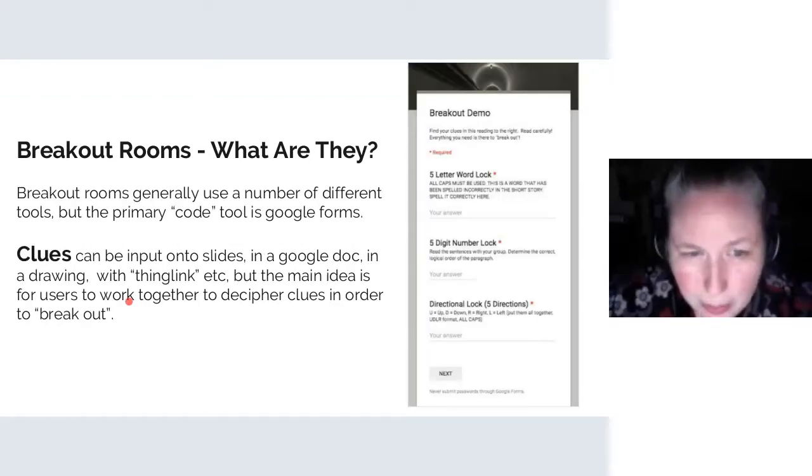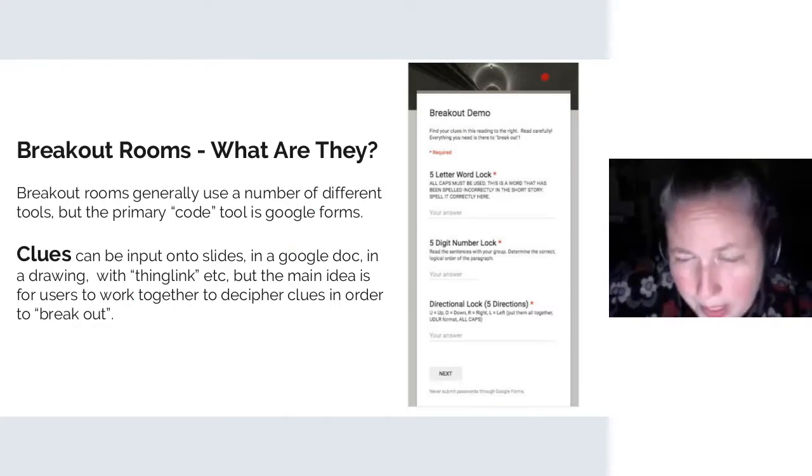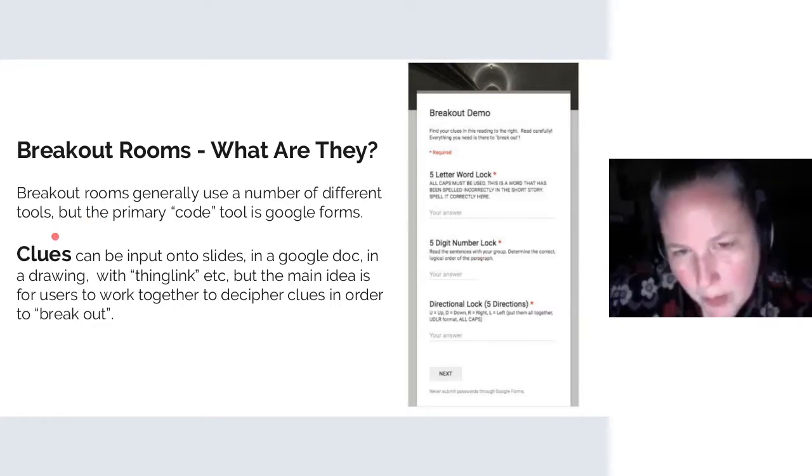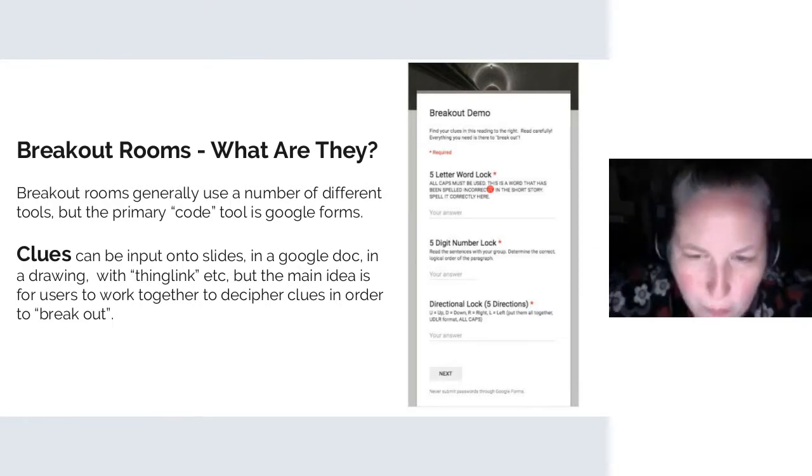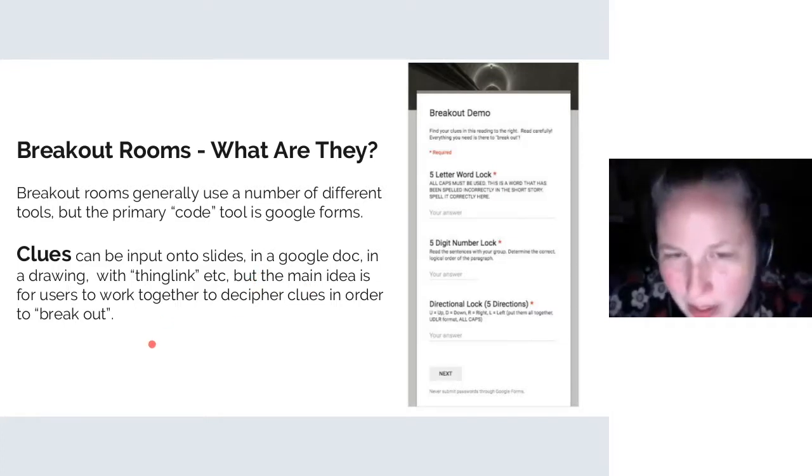Okay. So essentially, breakout rooms use a form. It's a really basic form, but you create a number of questions or codes. Depending on your student levels, for lower levels, I would maybe do four clues because it can take them a long time to work through it, especially if you've got them working in teams. You know, 4 to 7 clues is usually good. Clues can be put into slides, in a Google Doc, in a drawing, in a ThingLink. The main idea in digital breakouts is that learners work together in teams in order to decipher the clues.